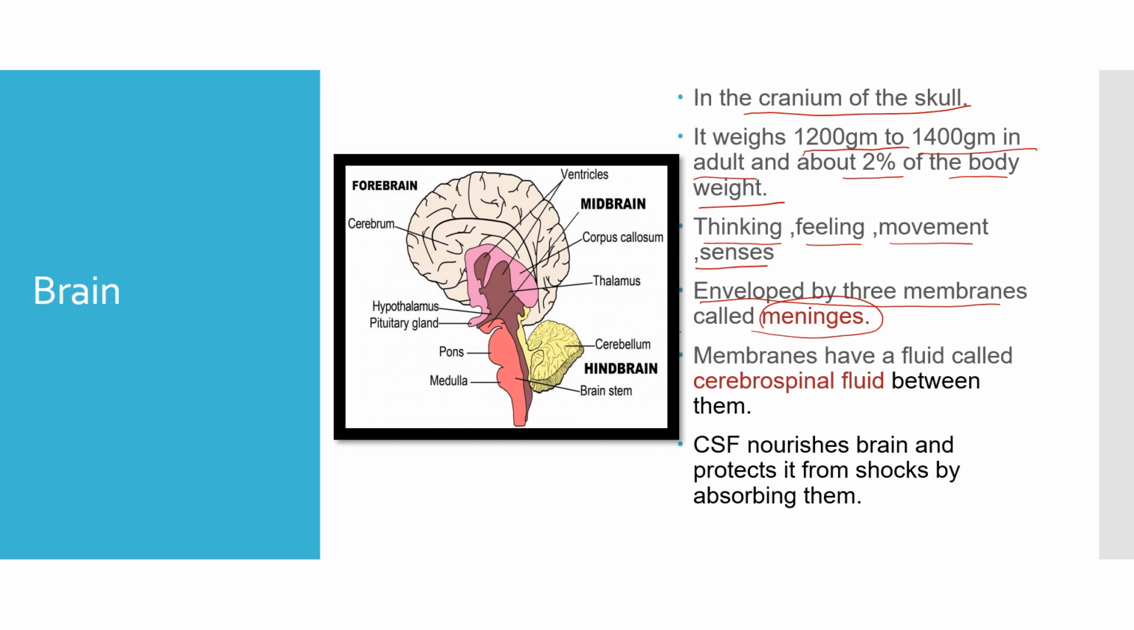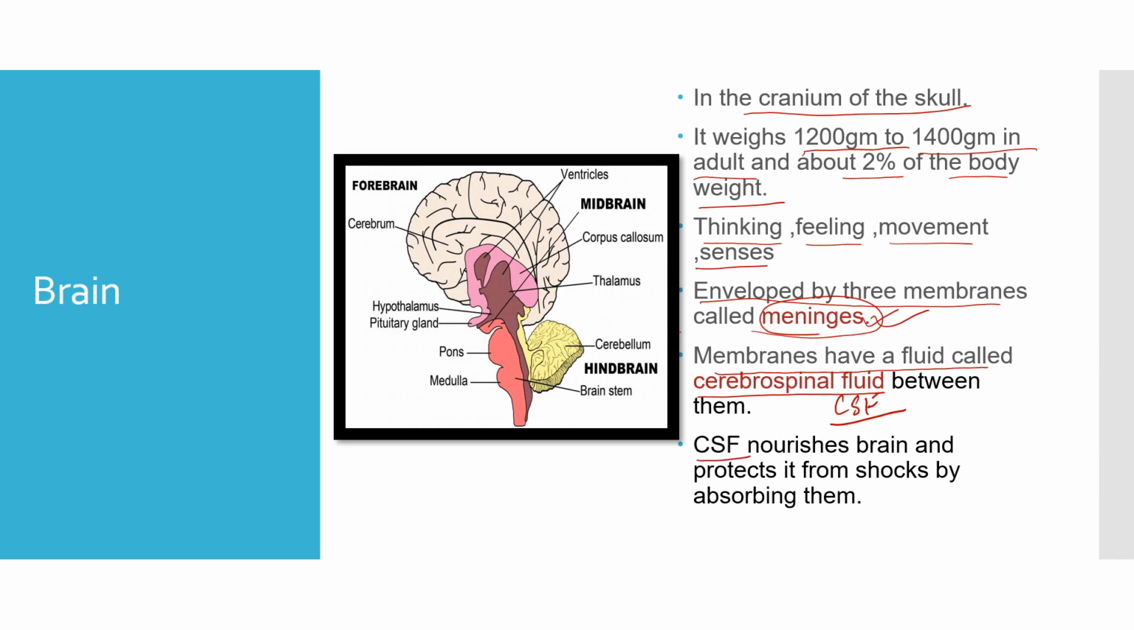Now, the brain is enveloped by three membranes. These are called the meninges. So, these are the new terms you are learning. It is enveloped by three membranes called meninges, and the membranes have a fluid between them that is called the cerebrospinal fluid or CSF. In short, you can also say CSF, but you should know the term that inside these membranes there is cerebrospinal fluid or CSF.